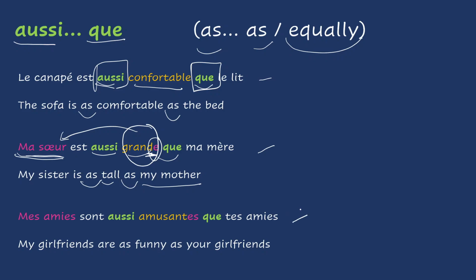Last example here. Mes amies sont aussi amusantes que tes amis. My girlfriends are as funny as your girlfriends. You place aussi in front of the adjective and que behind the adjective. And here we have feminine plural, so you will say amusante, E and S. And of course, you'll do all the little liaisons here. Mes amies sont aussi amusantes que tes amis.